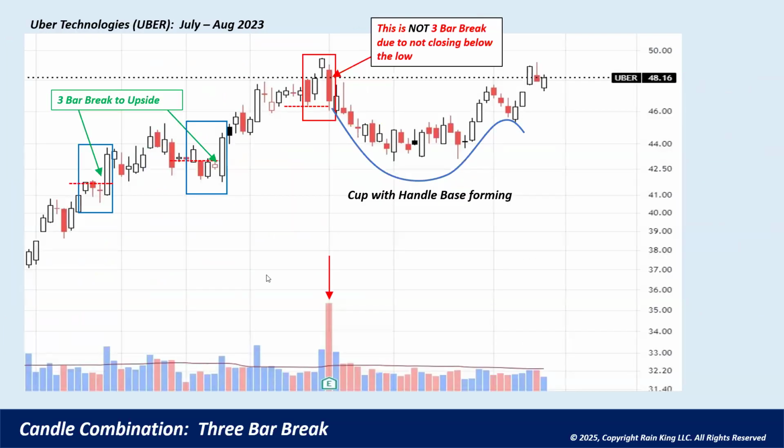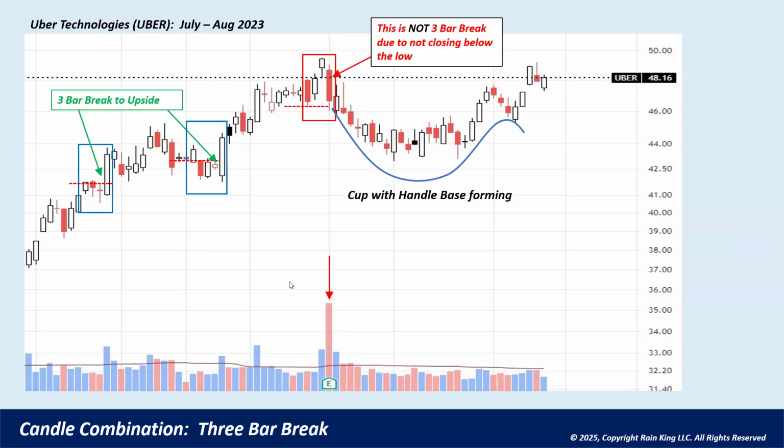This is actually Uber from the same time period. This is July, August of 2023. And just to put it in context, the NASDAQ composite actually peaked, I think, in the third week of July in 2023. So it's important sometimes when you're looking at a chart with three bar breaks, or any chart really, you want to correlate it a little bit with what's going on in the general market. Is your stock acting stronger than the general market, or is it acting weaker than the general market?